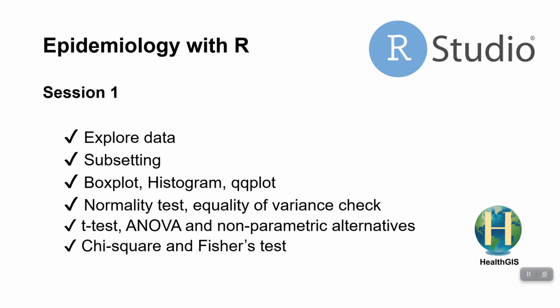And if not, we can use the non-parametric alternative test for t-test and analysis of variance. And finally, we will conclude with analyzing categorical variables using chi-square test and Fisher's exact test. So let's get started.